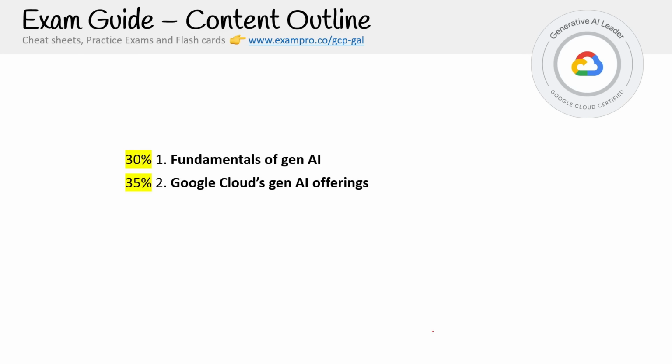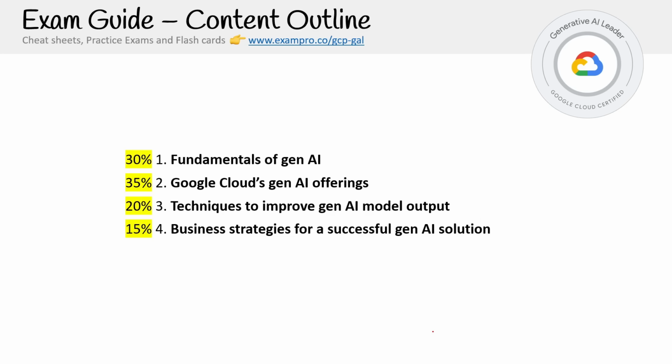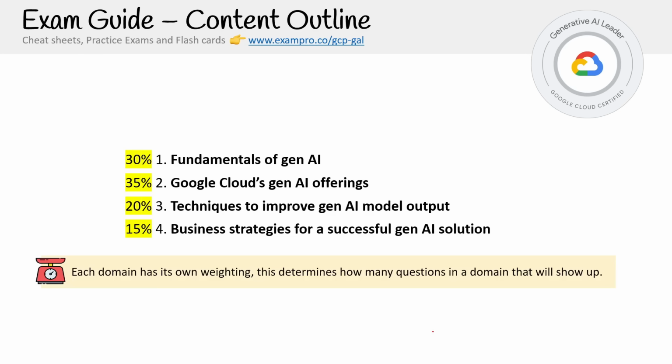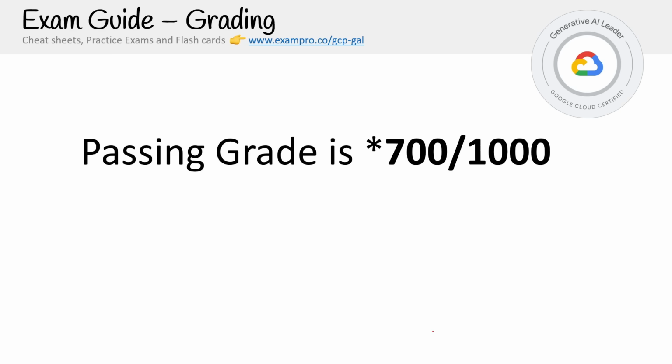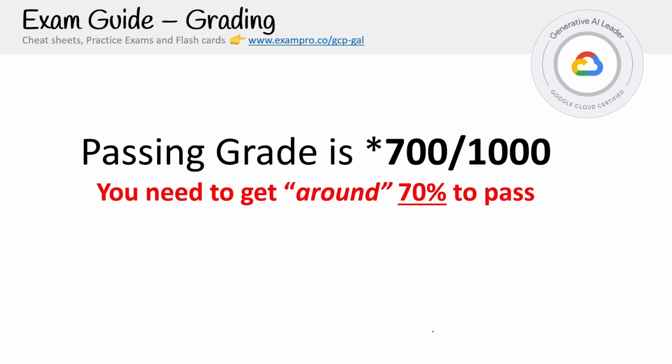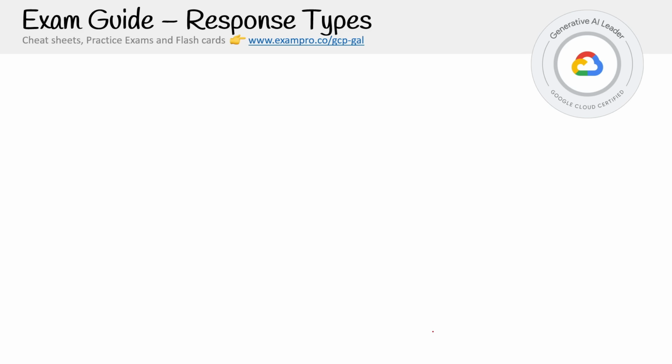In terms of the breakdown here, we have fundamentals of Gen AI, Google Cloud's Gen AI offering, improving the Gen AI model output, and business strategies for successful Gen AI solutions. Each domain has its own weighting that determines how many questions in a domain will show up. Passing grade 700, so 70% as per usual. If you get exactly 70%, you could fail. So make sure you aim above that. So when you do practice exams, I say try to get 85%, because usually people are off by 10%, and so 75% gives you that buffer in terms of passing.